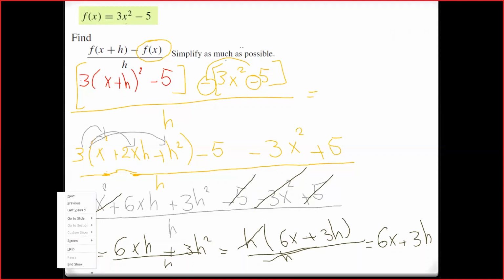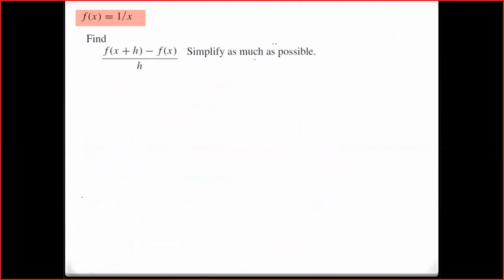Okay. Where's Malak? Come on, Malak, raise your voice. Let's go, f of x is 1 over x. Okay, I want you now to find f of x plus h minus f of x over h. Simplify it as much as possible. Let's start. Plus h. Over h. Thank you.